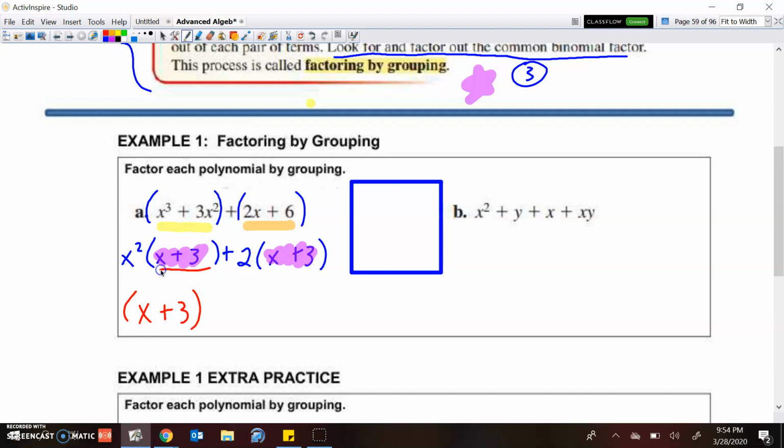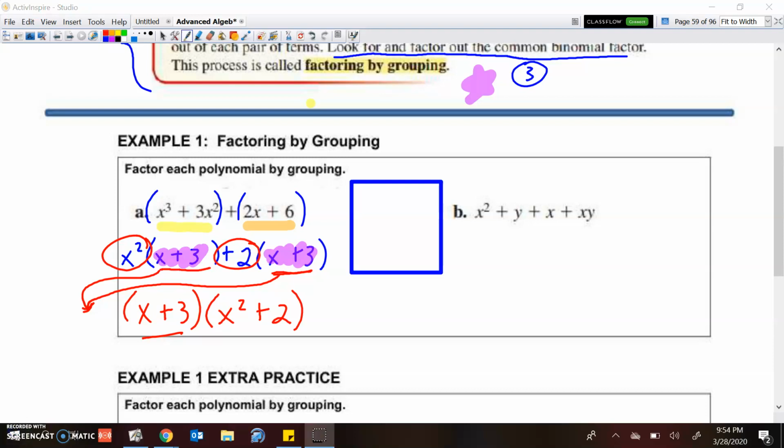Now since I pulled this out, and I pulled this out, what's left is, when I factor x plus 3 out of here, I have x squared left. When I factor x plus 3 out of here, I have plus 2 left. So some people just say, oh, you write the common thing first, and then you write whatever was left second. And that technically works, okay? All right, that's called factoring by grouping. Let's move on to letter B. Okay. All right, letter B is a little unique.